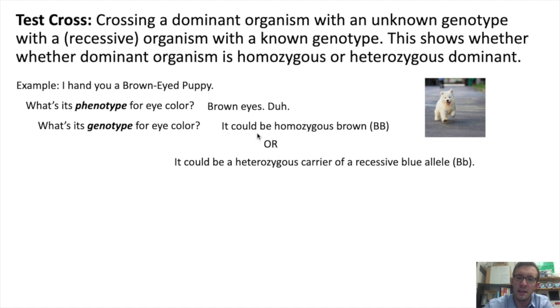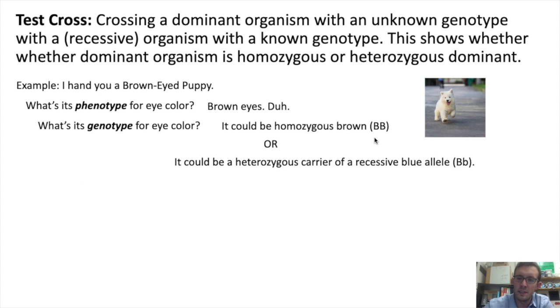You might reply that the dog is homozygous brown, that is, it has 2 dominant brown alleles. But you might also consider the fact that it could be a heterozygous carrier of a recessive blue allele. That is, it has 1 dominant brown and 1 recessive blue that just isn't being expressed. And if I just handed you the puppy, you wouldn't know. It could be either of these two.